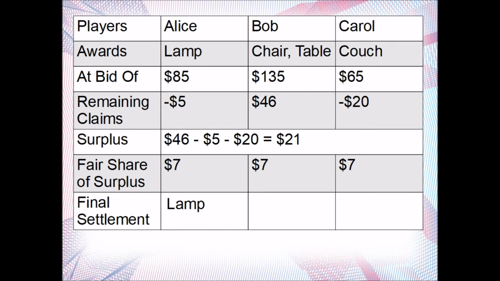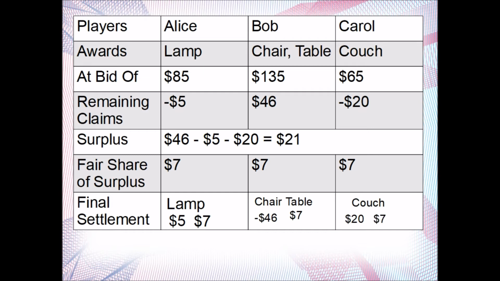So Alice gets the lamp. Alice gets $5 to bring her up to her fair share. And Alice gets $7 because that's her share of the surplus. Bob gets the chair and the table, but he's going to pay me $46, and then I'm going to give him $7 from the surplus. Carol gets the couch. She gets $20 to bring her up to her fair share, and then she gets $7 from the surplus.